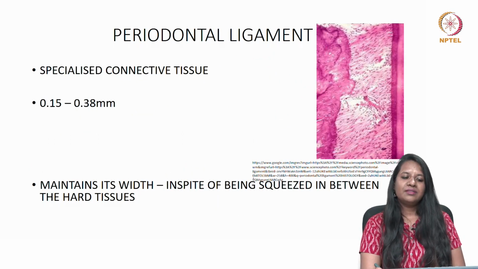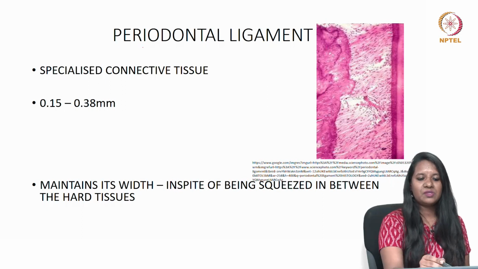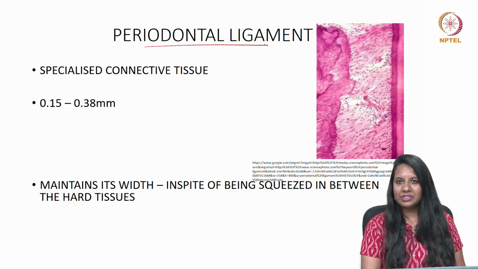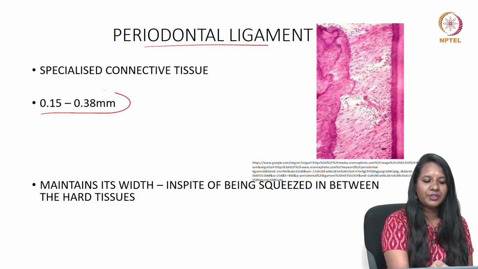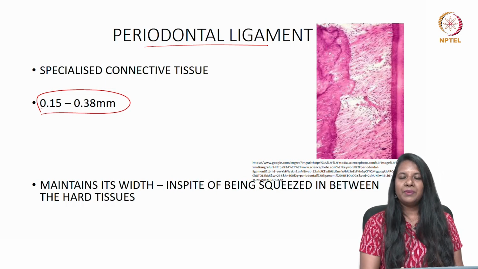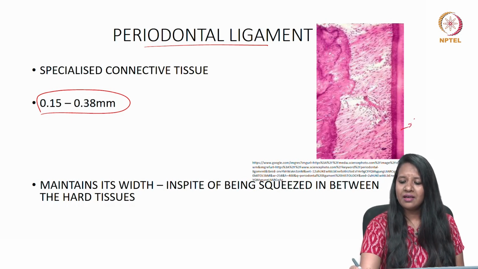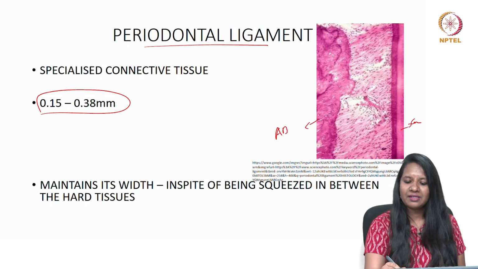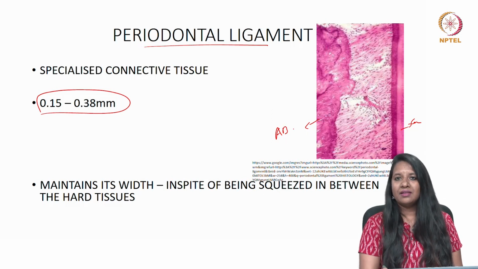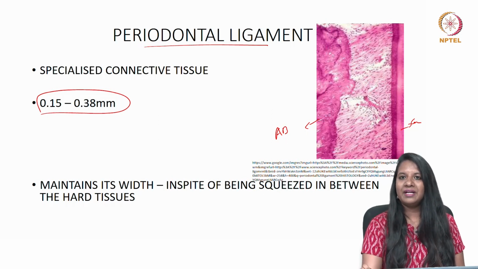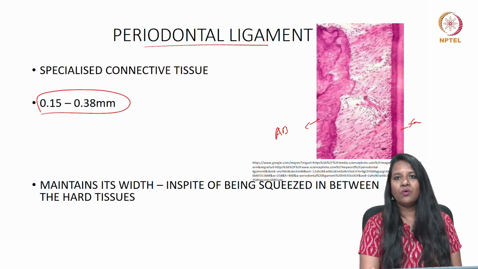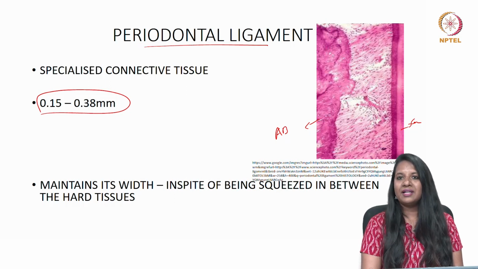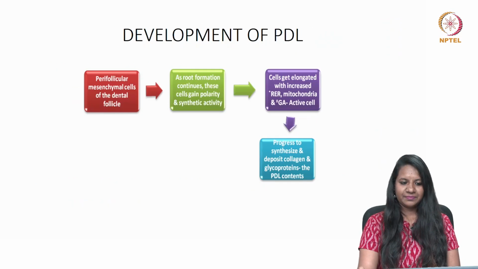Moving to another peculiar soft tissue, that is periodontal ligament. It is a specialized connective tissue and the width of the periodontal ligament is 0.15 to 0.38 mm. It maintains its width instead of being squeezed between the two hard structures, that is, one is cementum and the other one is the alveolar bone. Okay, though it is present in between these two hard structures, it still maintains its width and it still maintains the homeostasis, and that is the speciality of the periodontal ligament.